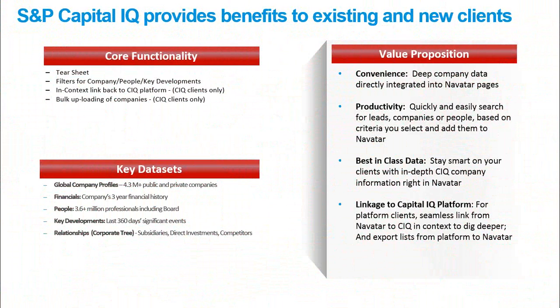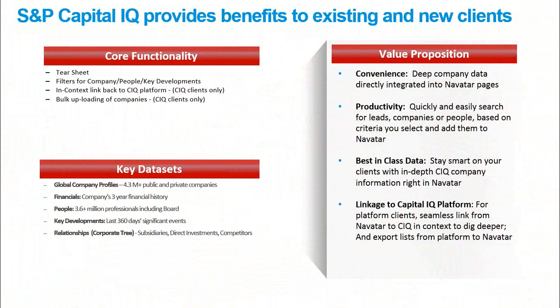So here are the highlights of the data you'll see in just a short bit. These are profiles including detailed descriptions of numbers of employees and industries, financials for public companies, which includes about 30 variables with 3 years of history, profiles on 3.4 million professionals and board members with their bios, key developments, which is our curated news summaries, and some corporate hierarchy information, including subsidiaries, direct investments, and competitors for those companies.